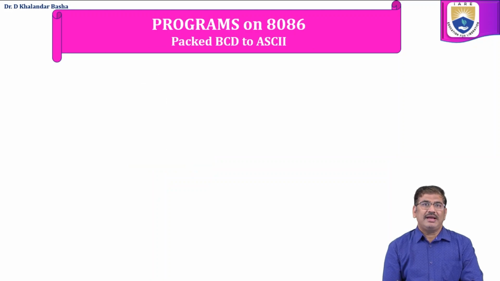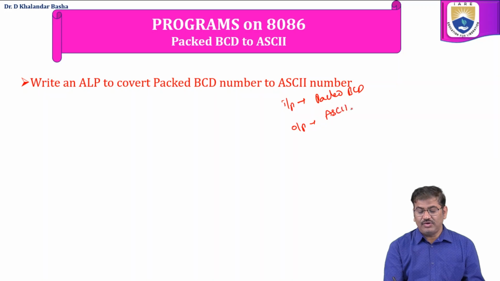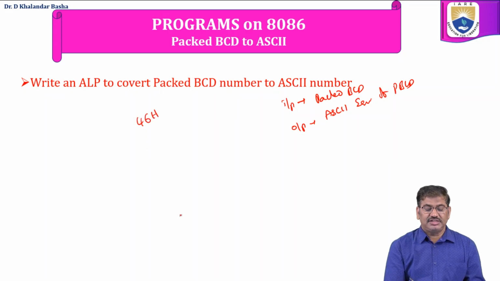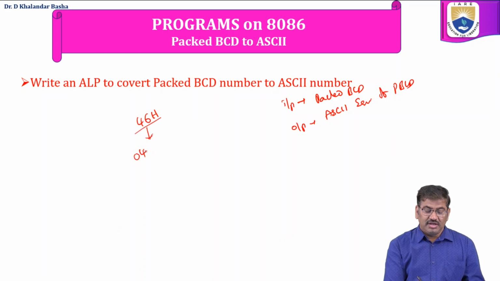Next, we will see packed BCD number to ASCII number. So write an ALP to convert a packed BCD number into ASCII number. In this, the input is taken as a packed BCD. The output we are expecting is the ASCII equivalent of the packed BCD number. So in this example, we are taking 46H as the packed BCD number. This we are going to convert into ASCII. So the ASCII value which we want to fetch is 34H and 36H.